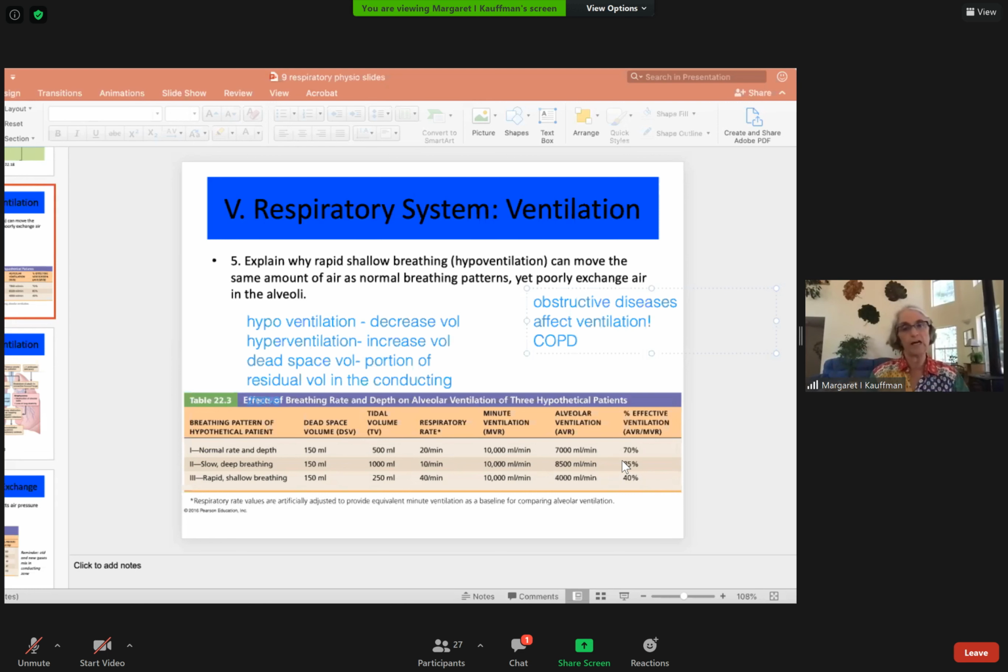I'll put alveoli capacity. I can't spell, can I?